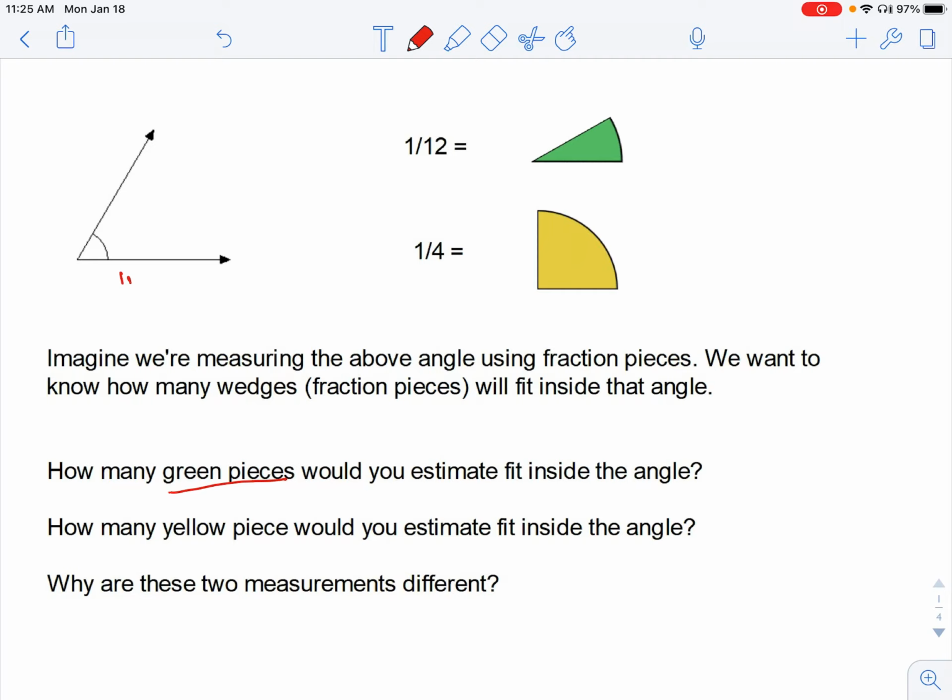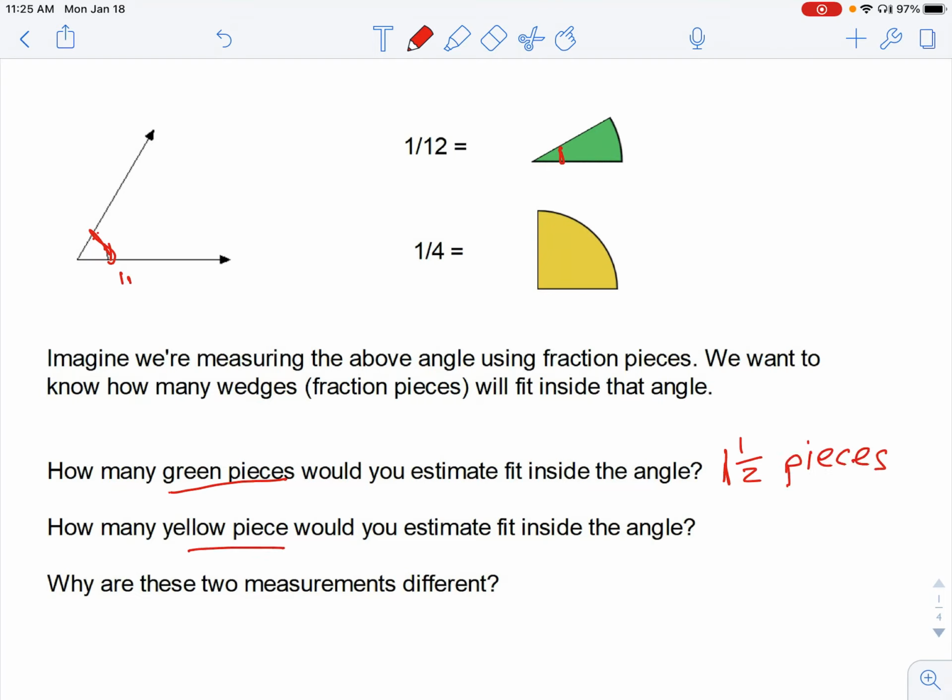I'm going to look at my green piece and the angle right here. It looks like at least one would fit, right? At least one of these green pieces. And I would maybe even say 2 or 1.5. I think all of those would be good estimates. So I'll maybe put 1.5 pieces.